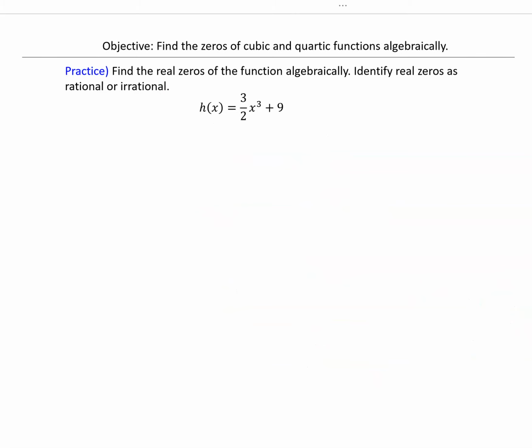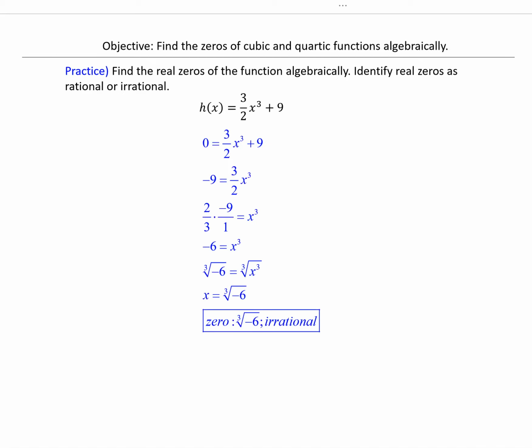Here's another practice problem. Pause the video, give this one a try. All right, let's see what the result is. So here, we have to subtract the 9 from both sides and then undo this multiplication by the 3/2 by multiplying by its reciprocal, which is this 2/3 right here. So we're taking 2/3 times that -9. And you can either multiply straight across, giving you -18 divided by 3, which is -6, or you can do the cross canceling, giving you 1 and -3, and -3 times 2 is -6.